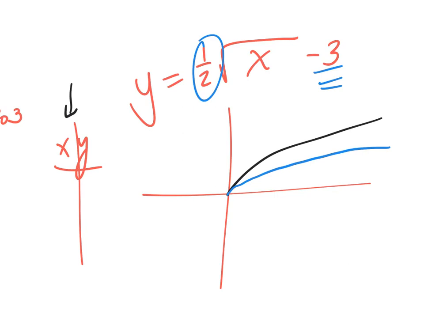Down 3. So my final answer is this green one. It basically looks something like that. And then I got to verify it. So I put in some points. Just any points? Well, kind of. You just want to be smart.